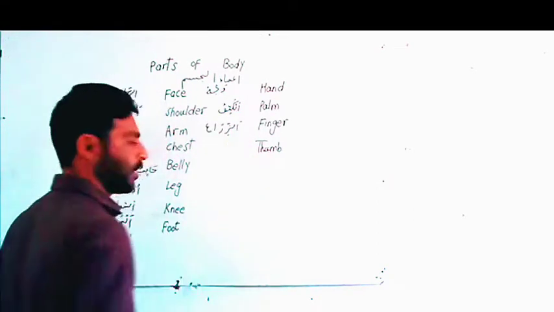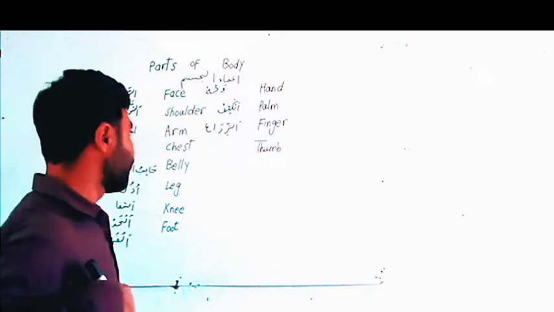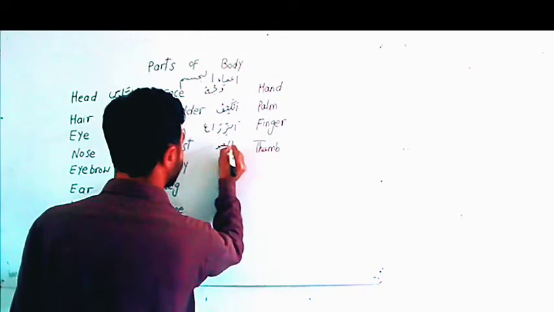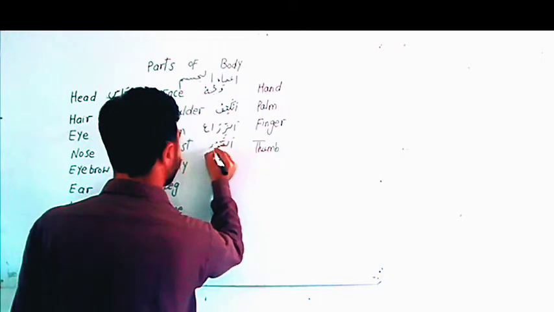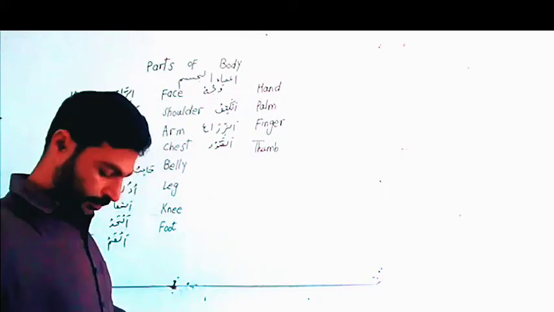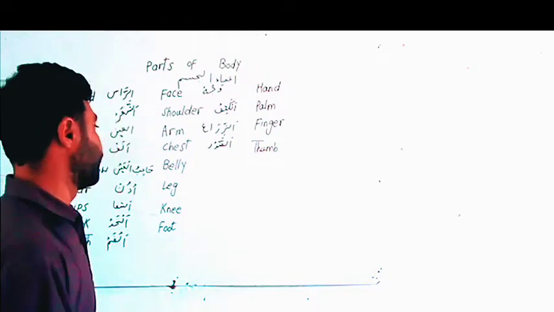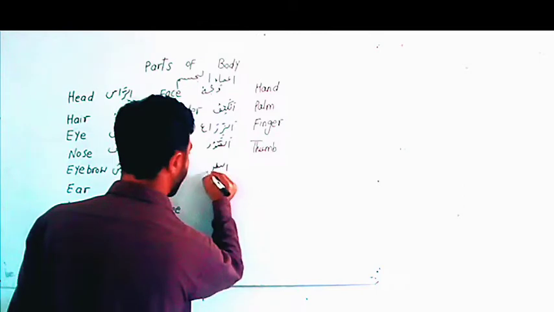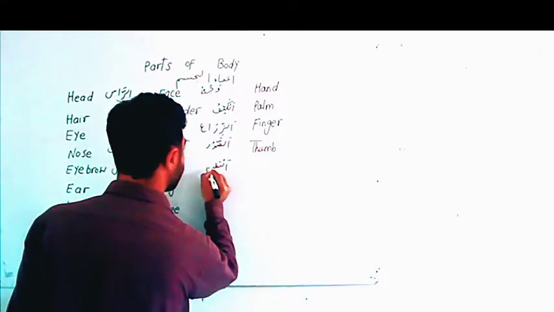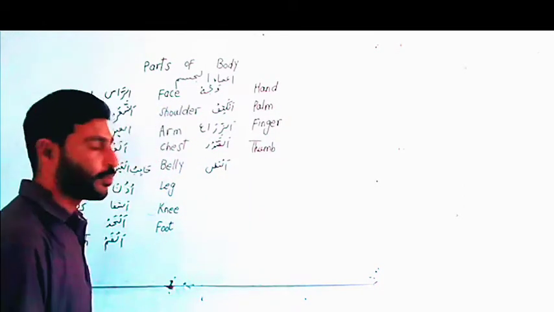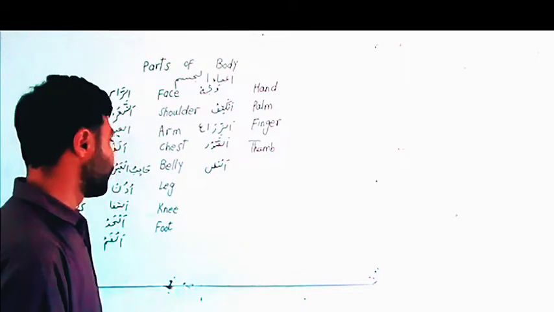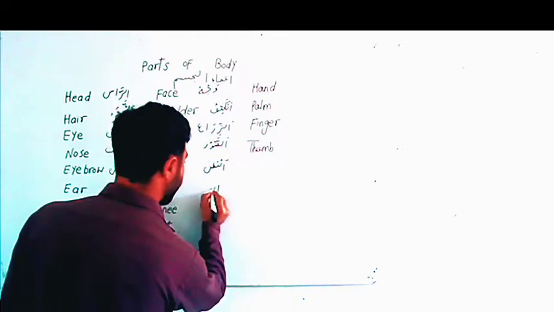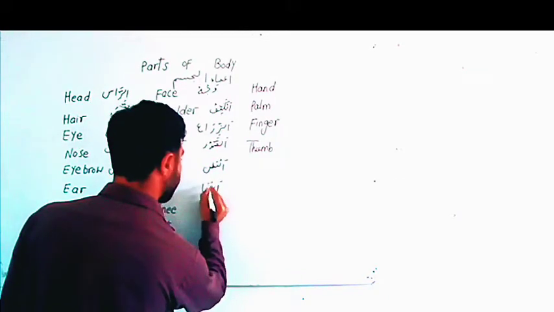Arm. Chest, that part of body. In Arabic, we call it as-sadr. Belly. In Arabic, we call it al-batun. Al-batun is called belly. Leg, that whole area. As-saq.